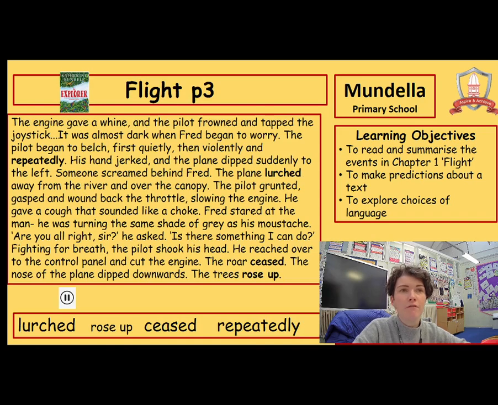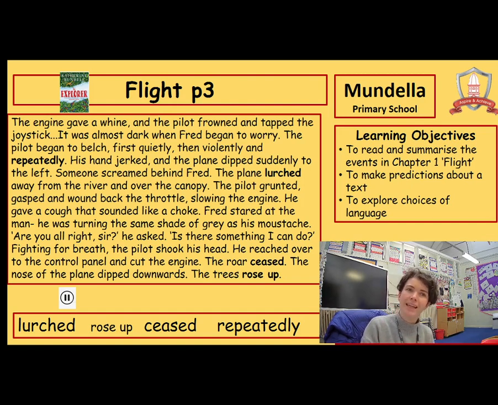Okay, well done Year 5 for having a go at working out what those words mean. So lurched: the plane lurched away from the river and over the canopy. It means that it moves very suddenly and powerfully. Rose up: the trees rose up.